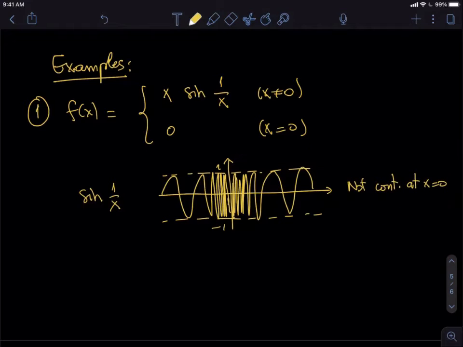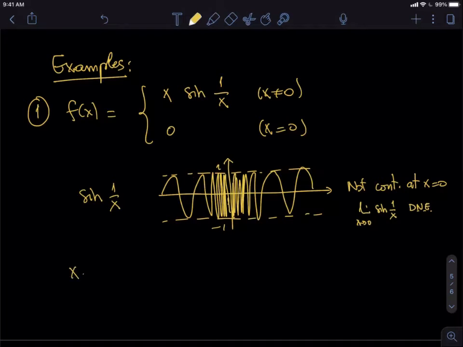It's oscillating faster and faster and faster, so the limit just does not exist as x goes to 0. Okay, but then you see that the sine is trapped between 1 and -1.